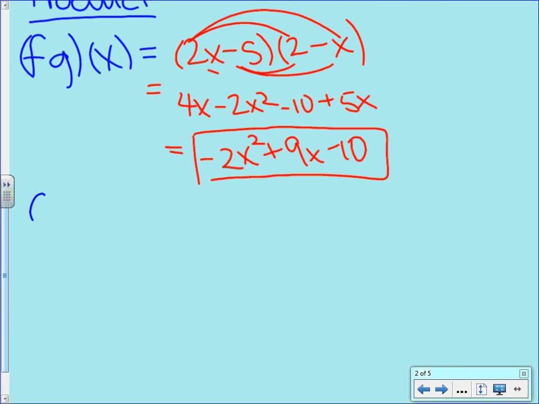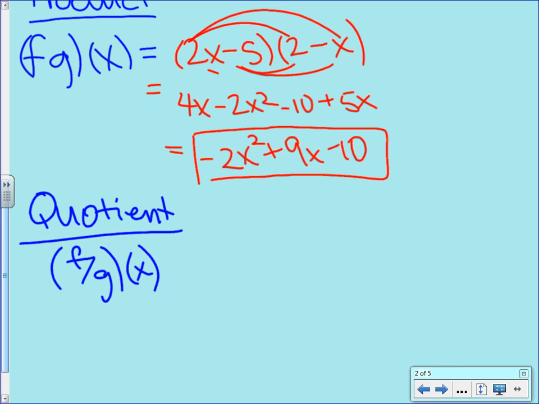Last but not least, we're going to look at the quotients. So we're going to take our function f and divide it by our function g. Can we simplify that any further?